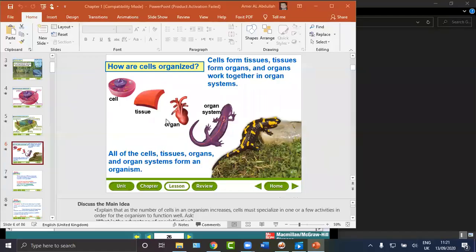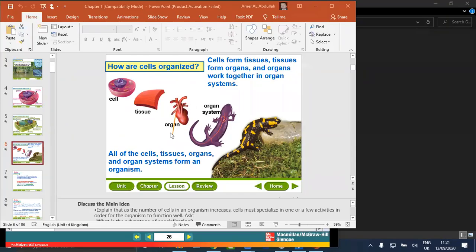Now, organs consist of a group of tissues. Organs work together to form an organ system. Yes, excellent.